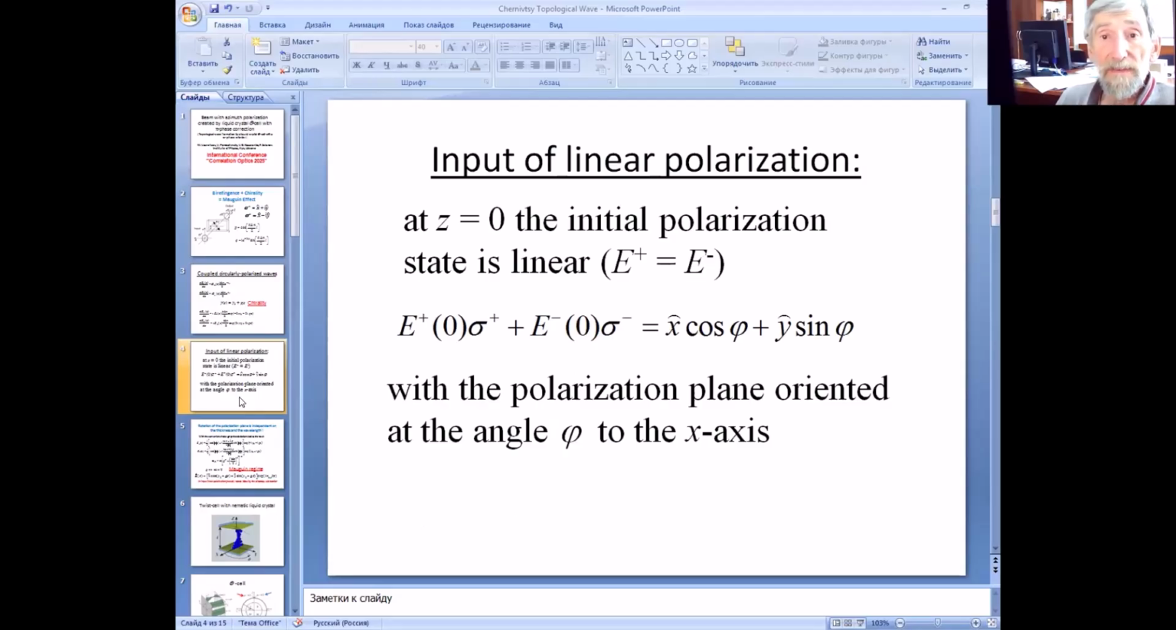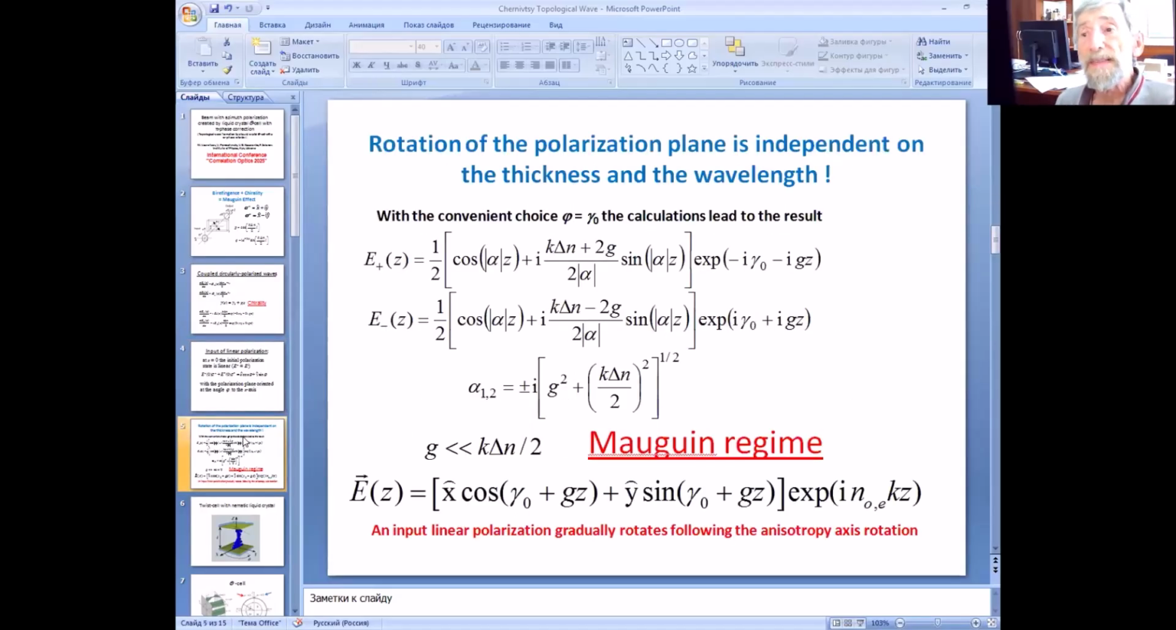And the angle of inclination of the plane of this linear polarization is phi. Then it's understandable that we use phi equals gamma null 0, and we finally find the solution for the output components with this factor alpha. In the case when the chirality factor is much smaller than the birefringence factor, we come to the Morgan regime. In this Morgan regime, it's very important that the initial linear polarization rotates within the medium, keeping the plane of polarization linearly polarized. It just rotates like an effect of anisotropy.